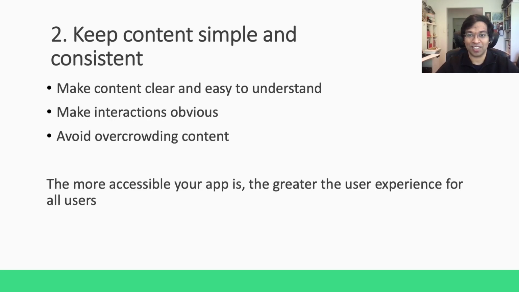The second principle is to actually keep content simple and consistent. You want to make sure that content displayed to users is clear and easy to understand. You want to make sure that any interactions are obvious and non-ambiguous, and you want to avoid overcrowding content. Generally, the more accessible your app is, the greater the user experience is for all of our users.